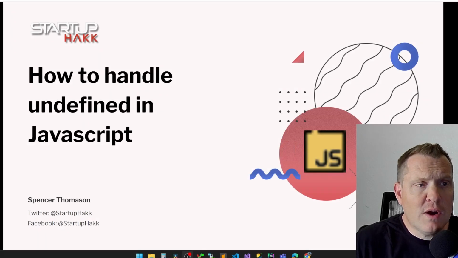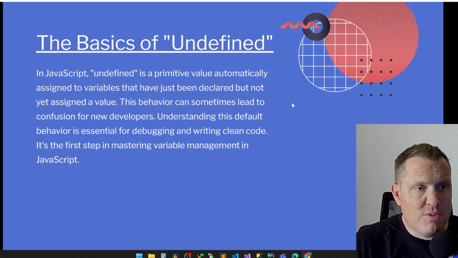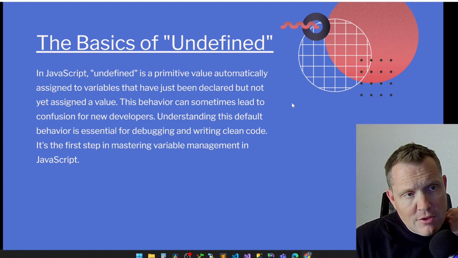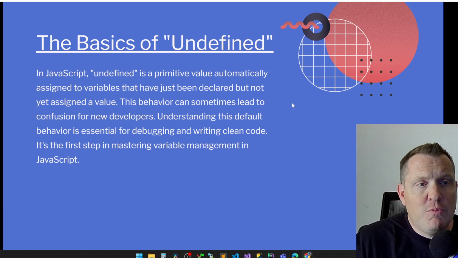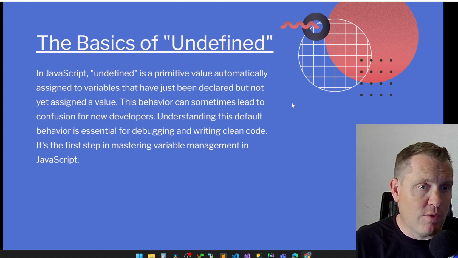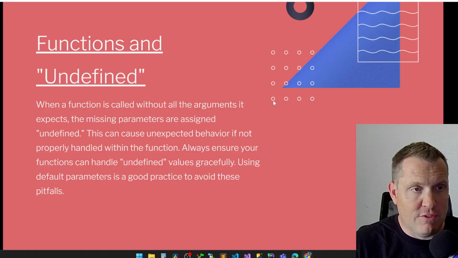All right, so today we're going to dive into how to handle undefined in JavaScript. As any JavaScript developer knows, undefined is a primitive value type automatically assigned to a variable that has just been declared but not assigned a value yet. This behavior can sometimes lead to confusion for new developers. Understanding this default behavior is essential for debugging and writing clean code. It's the first step in mastering variable management in JavaScript.